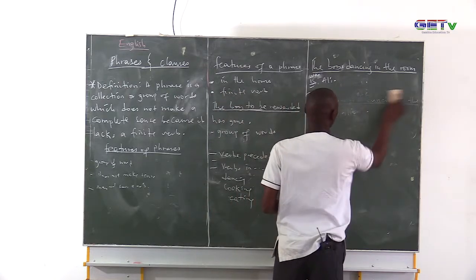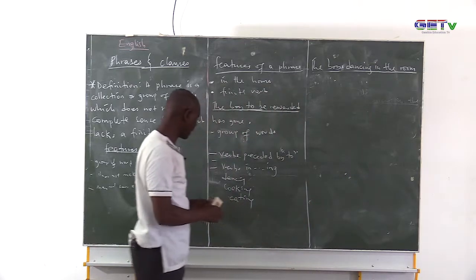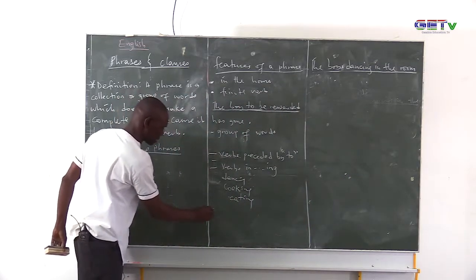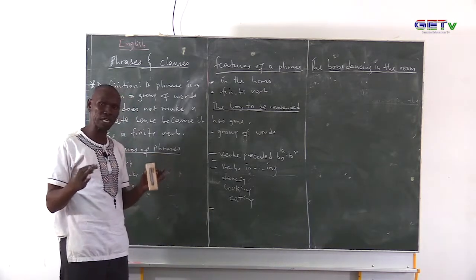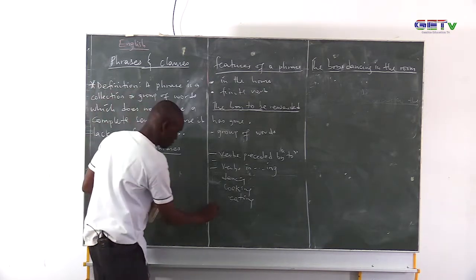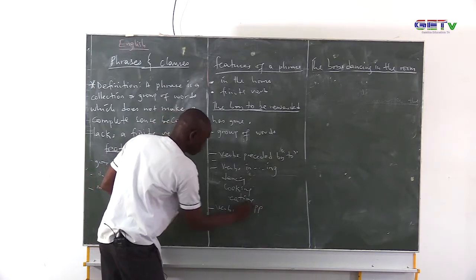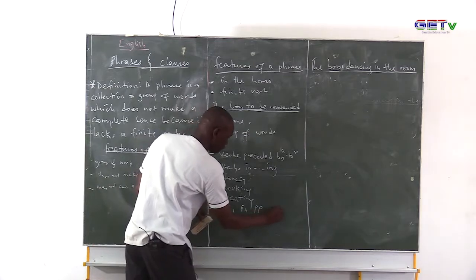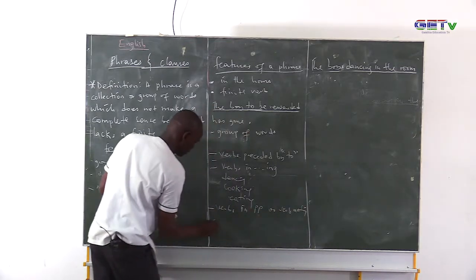From there we move on to another category of non-finite verbs. Verbs in past participle form, or verbs functioning as adjectives. Now, verbs in PP form, past participle form, or verbs acting as adjectives.